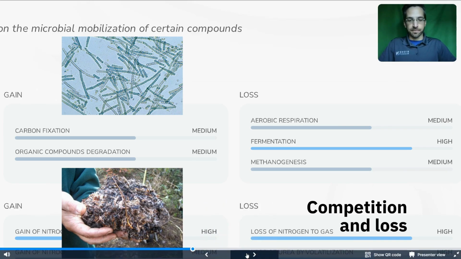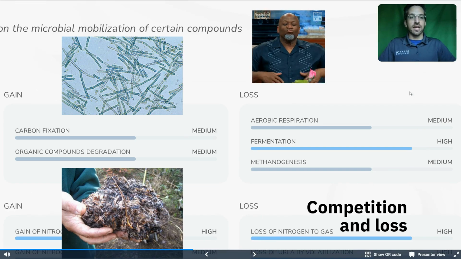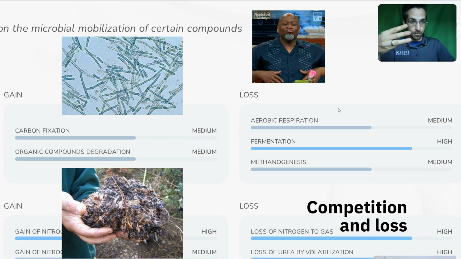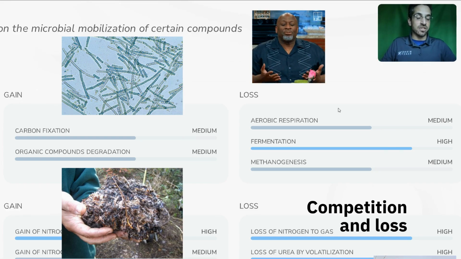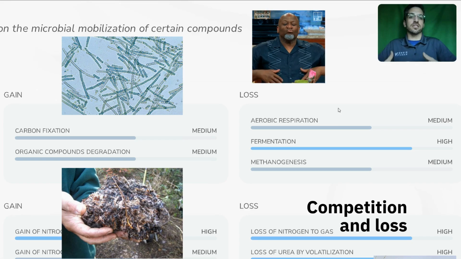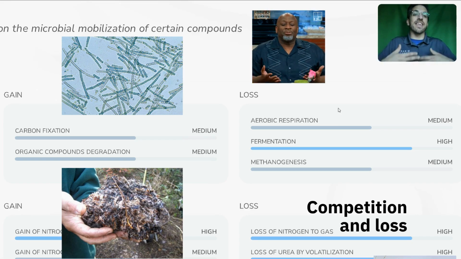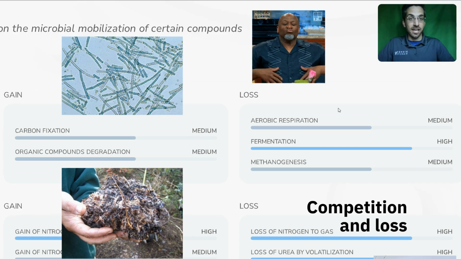Next, we have three metrics that talk about the oxygen preferences of the microorganisms. We have first aerobic respiration. These are the organisms that use oxygen in the process of respiring, in the process of producing energy. They must have oxygen in order to act, in order to do anything, in order to function.